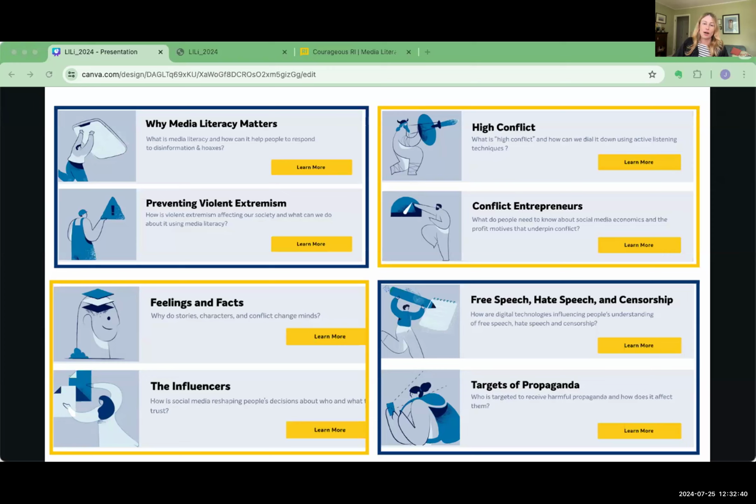And then finally, targets of propaganda. So who is being targeted to receive harmful propaganda? And something that we don't talk about a whole lot is there good propaganda?